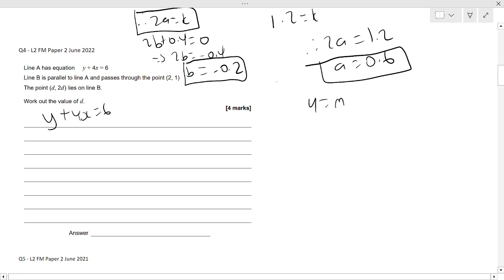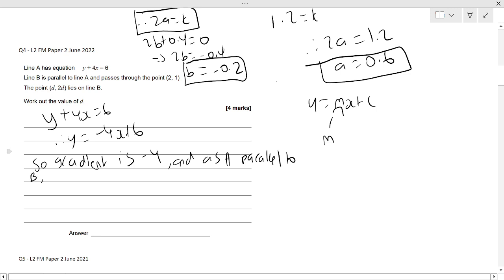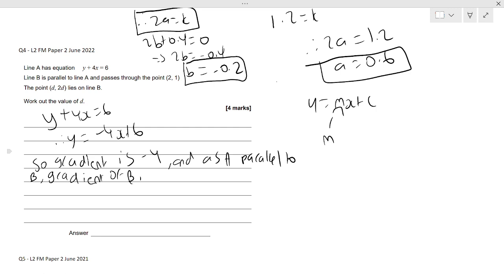I need it in the form y equals mx plus c to get the gradient. So therefore, y is going to equal minus 4x plus 6. So therefore, the gradient is minus 4. Now, that's the gradient of A, but B is parallel, so it has the same gradient. And as A is parallel to B, the gradient of B is also minus 4.